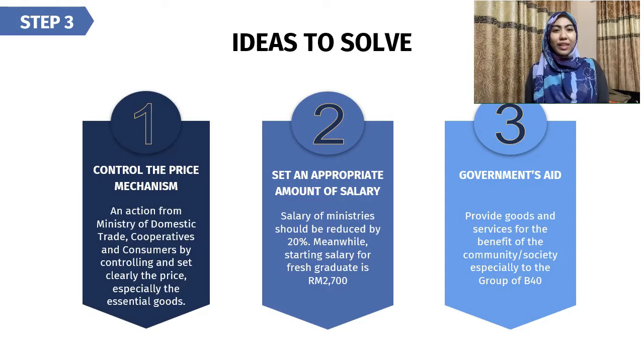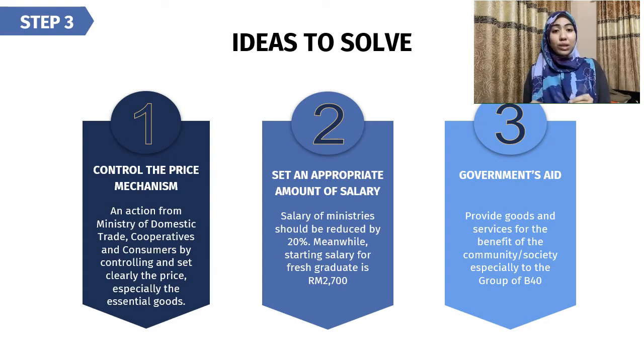Alright, I could say that in this world, there will be a solution for every single problem that happens, including this urban poverty in today's UMMAH. So, after a long discussion, me and my friends came up with 6 ideas that might help to overcome or maybe even solve this problem. Our first idea will be control the price mechanism.